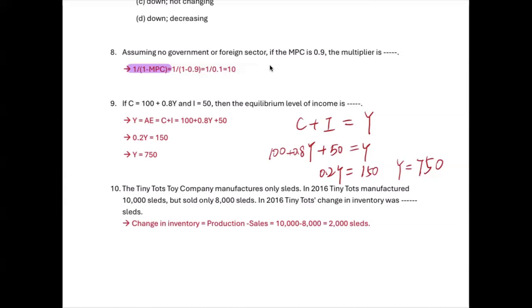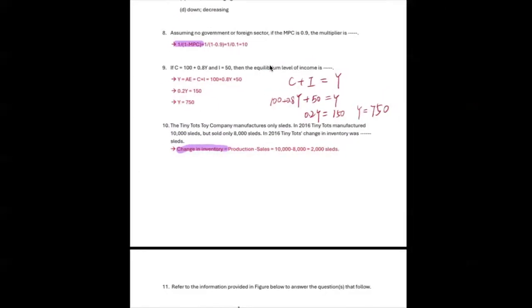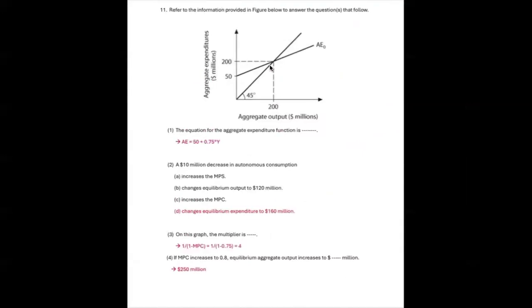Okay, and question 10, the inventory change would be here. Remember, unplanned inventory change is the production minus aggregate expenditure. But this is the inventory change for one company, so you can just use this definition. This would be easy for you, right? So there's no total expenditure here, just telling you the total sales and total production. Okay. Now we can look at question 11.